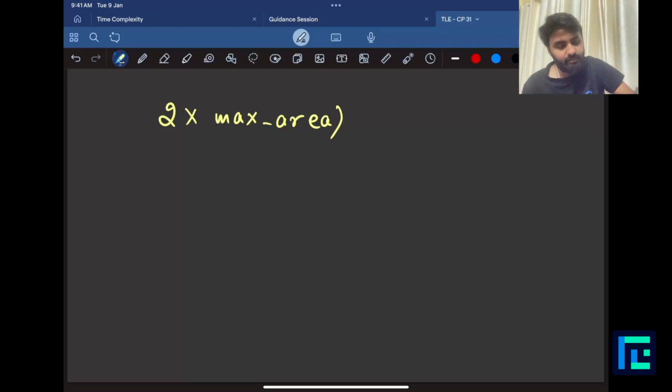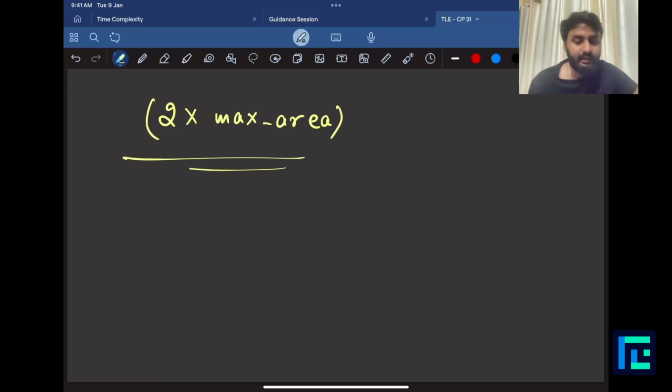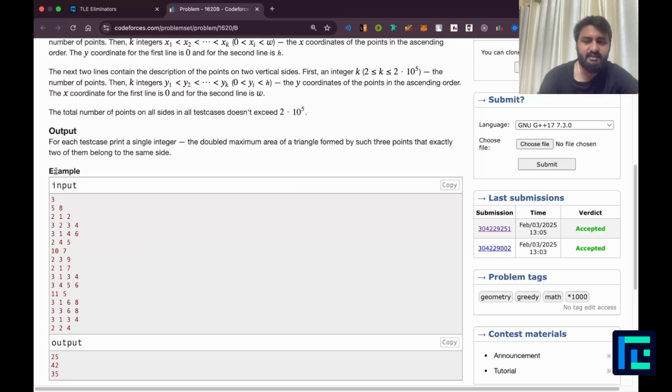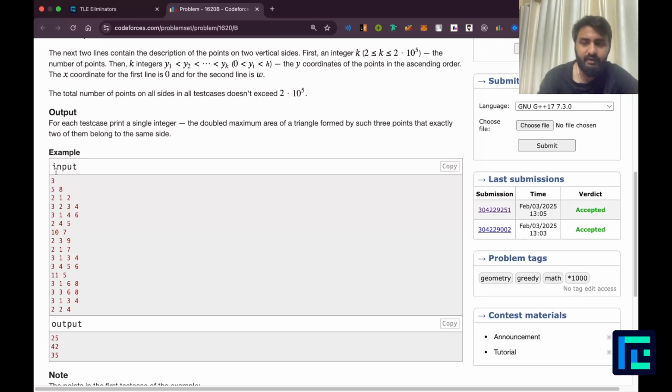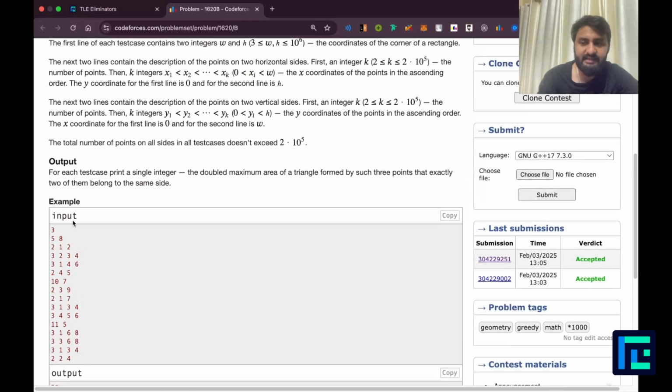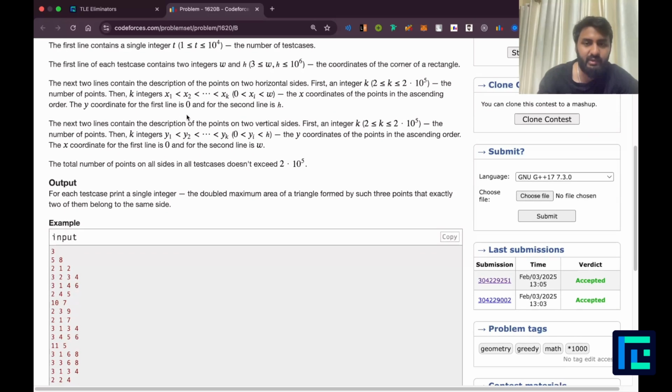This is what we want to report. I hope this is clear. All right. So let's take one case so that this becomes very, very clear and imaginative. Let's take the first case and see the input that is given to us. How is that making sense?